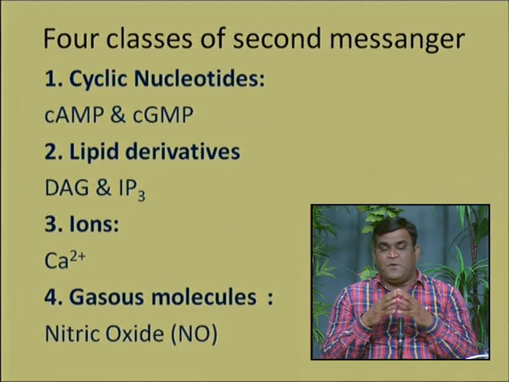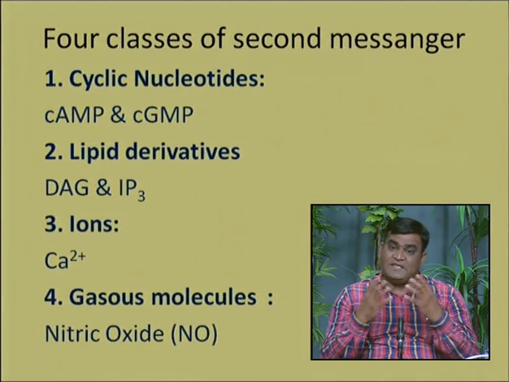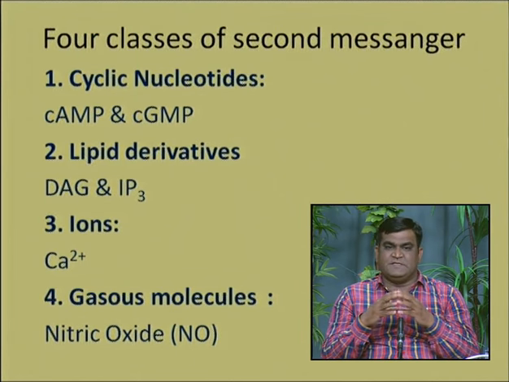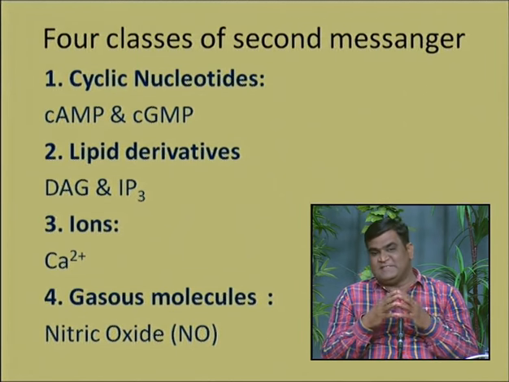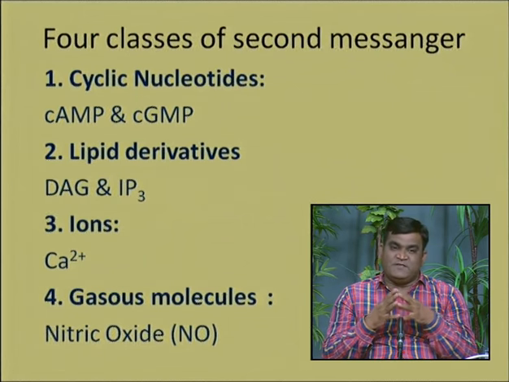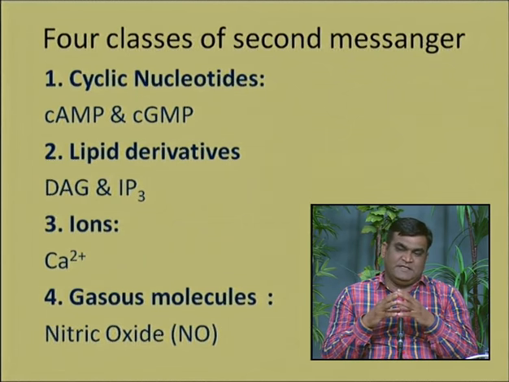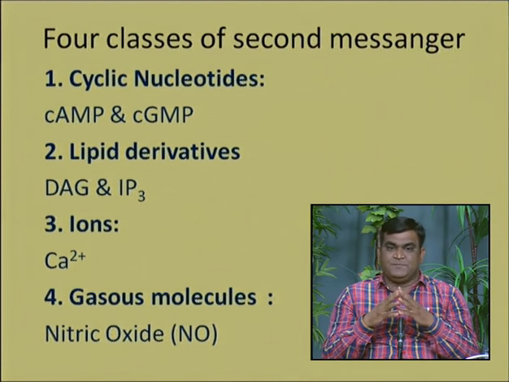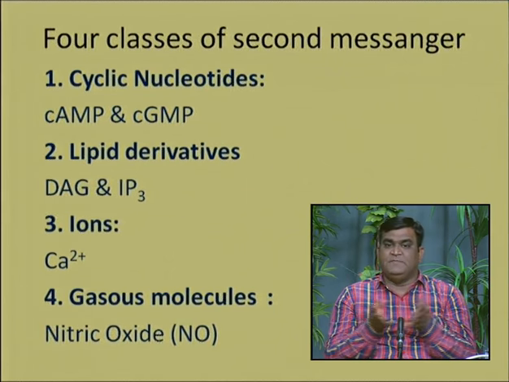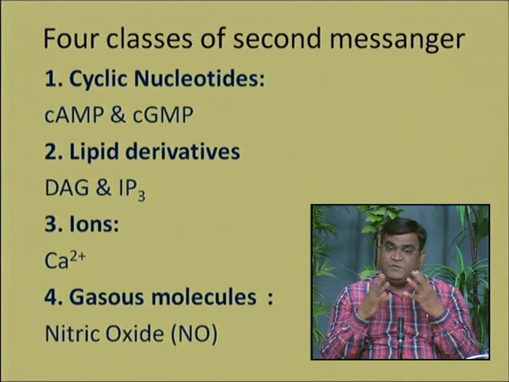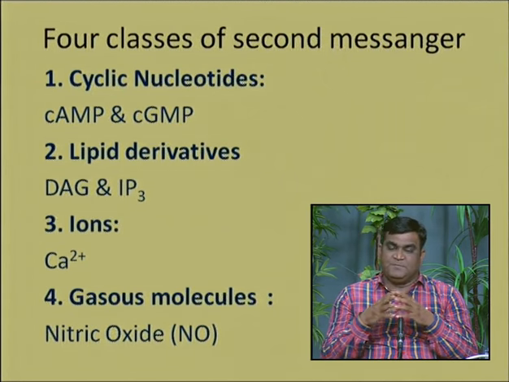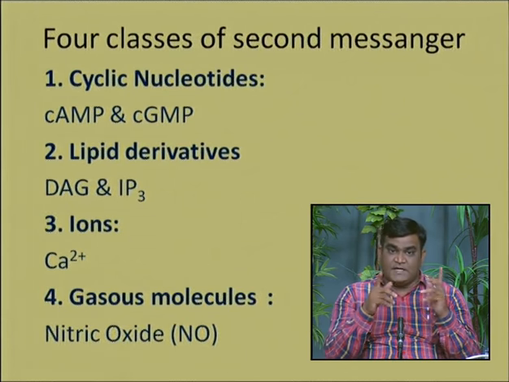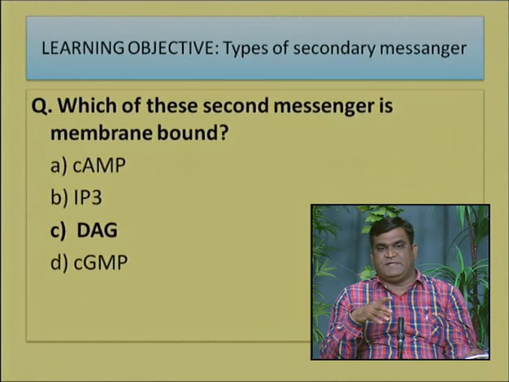Now, one of the important secondary messengers which is an ion is the calcium ion. So, calcium ion can also serve as a secondary messenger. Similarly, a gaseous molecule which can serve as a secondary messenger is nitric oxide. This is not an exclusive list, but it is representative among gaseous molecules, ions, lipid derivatives and cyclic nucleotides. So mostly these are the secondary messengers which will bring about the effect within the cell. You will see there are certain questions asked on these aspects.